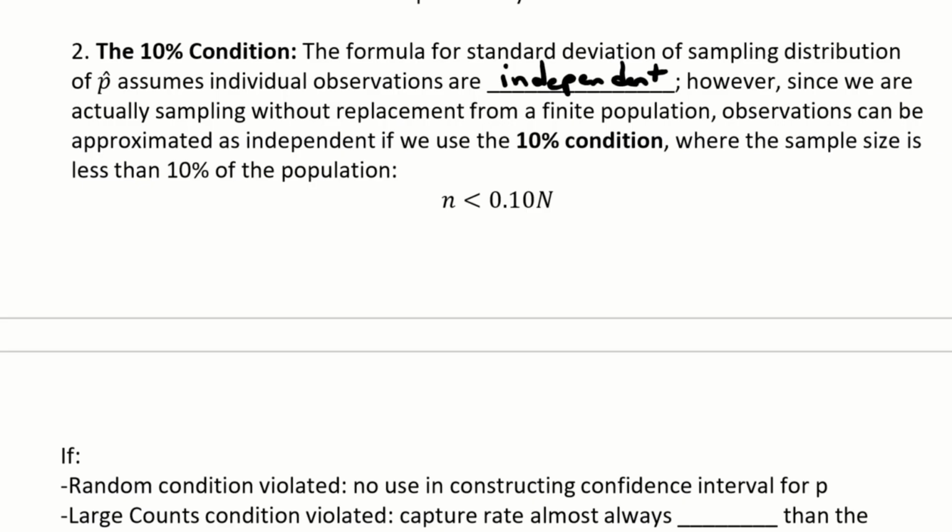So we want a maximum cap on the size of our sample. The cap is 10%. We do not want our observations, our sample, to be greater than 10% of the population. Okay, so as long as our sample size is less than 10% of the population, then we're good. We can proceed with the confidence interval formula.